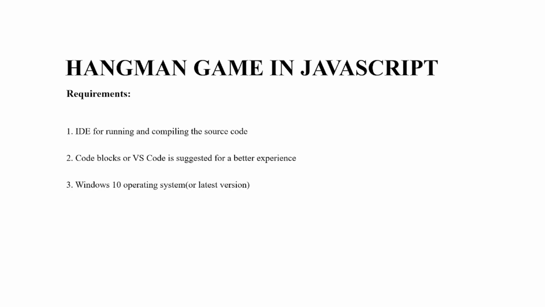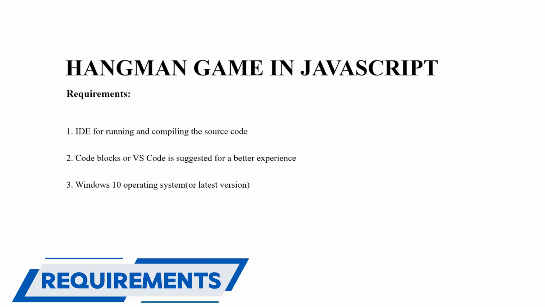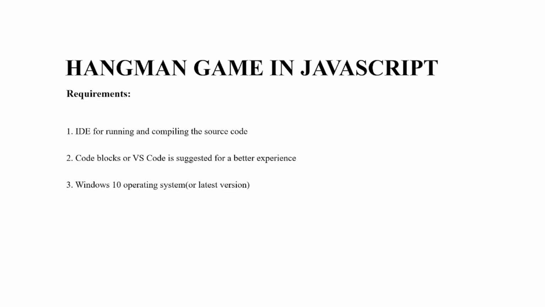Today, we are going to make a JavaScript project based on a game called Hangman. The requirements are an IDE or a text editor where you are going to write your code. We need to write HTML, style it using CSS, and have a JS file as well. Then we need an operating system, which is compulsorily required for the compilation or execution of the project.